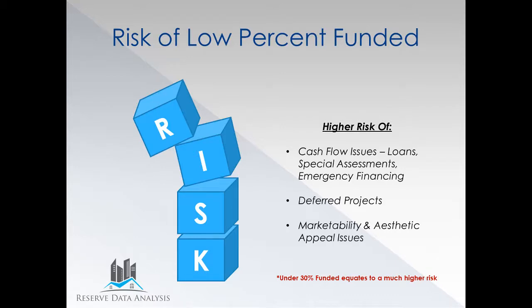Marketability and aesthetic appeal issues are extremely common in low percent funded communities and organizations. Buyers as well as people in the community are typically not very happy and pleased by seeing peeling paint, tarps on roofs, potholes in roads, things like that, where a community organization has obviously deferred a project, oftentimes because they just don't have the funds to cover it at the time. That will impact the marketability as well as values.